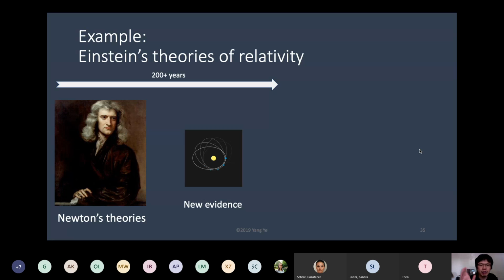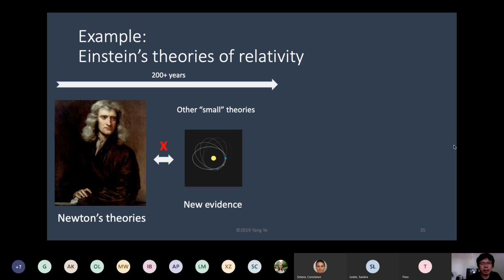But then there's some new evidence that suggests that there's a slight deviation in the movement of these planets, or the stellars, that deviates from what Newton's theories would predict. So we have contradicting evidence, right? But the thing is that there hasn't been any new theory able to explain this new evidence, right?